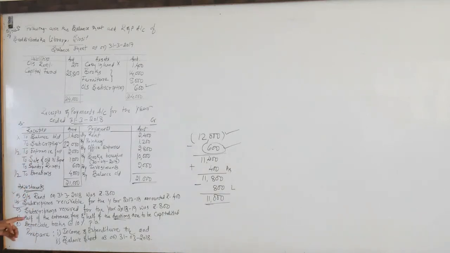But with the help of these adjustments, we will come to know half of the entrance fees and half of the donations. Primarily, dear students, these two are capital receipts. Capital receipts, as you all know already.